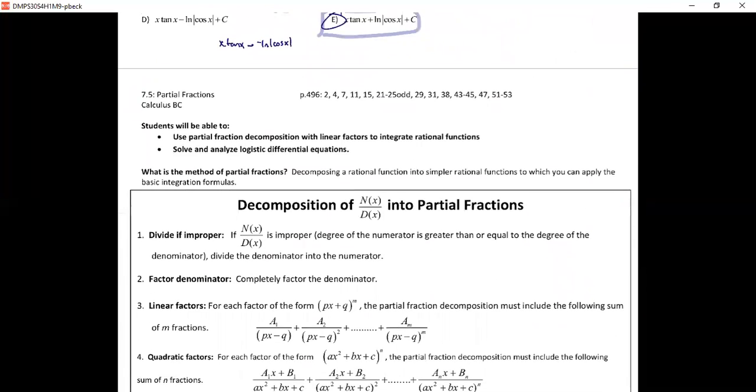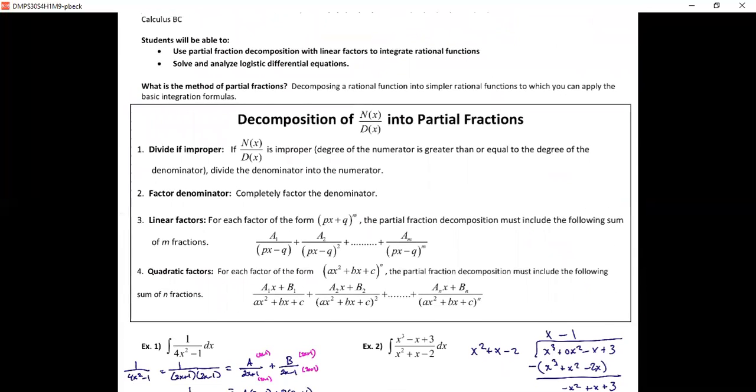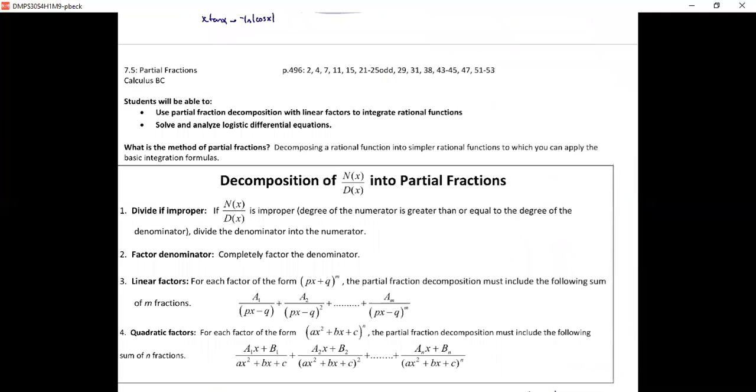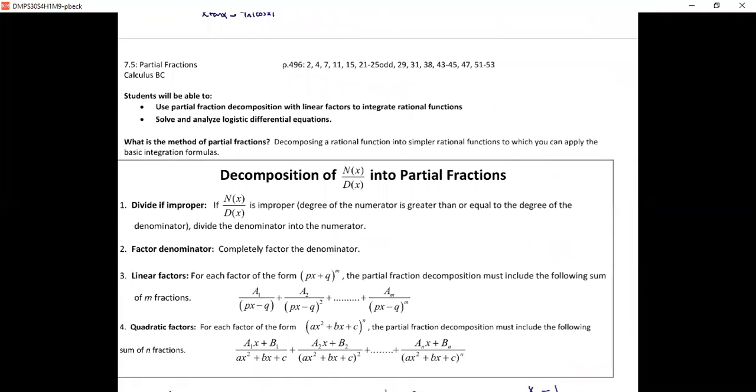So on to 7.5. 7.5, kind of like a preface to this, is what happens if we have the integral of 1 over x plus 3. We know that this is the natural log of the absolute value of x plus 3. What happens if I have 1 over x squared plus 6x plus 9?